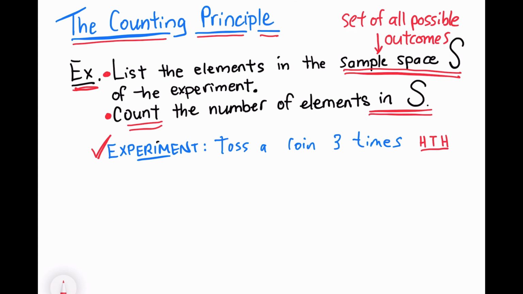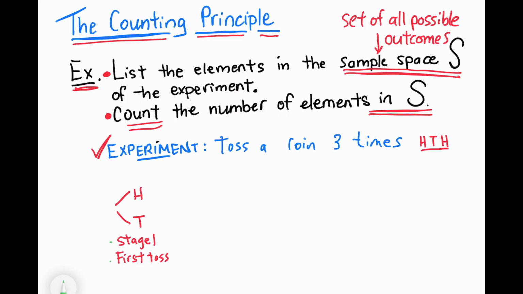So what are all the possible outcomes when I toss a coin? So something that might help you is to think about this in stages. So the first stage is I toss the coin the first time, right? And there's 2 possible outcomes, right? I could get heads or I could get tails. So I think about that as stage 1, my first toss.